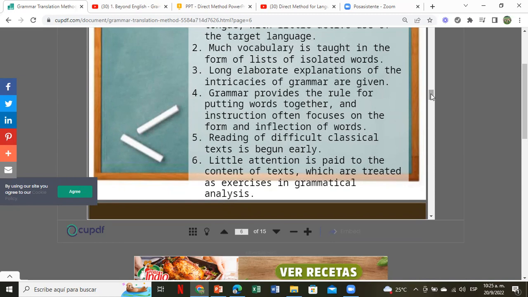It is common to hear someone say that to learn English is difficult. It is difficult because you do it in that way.